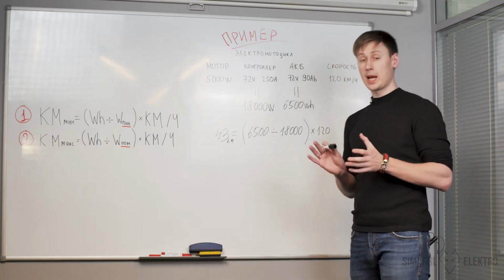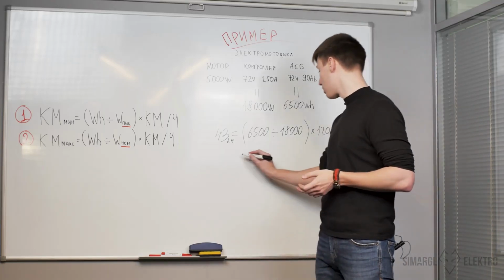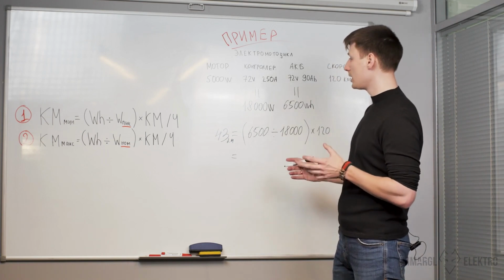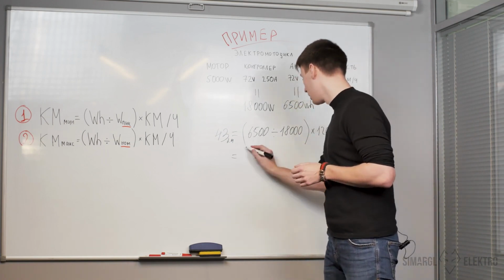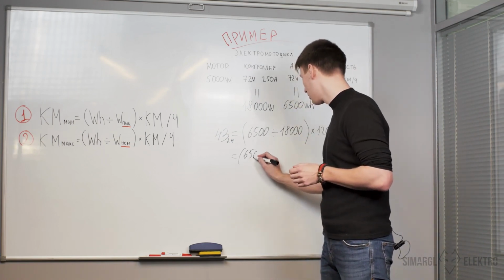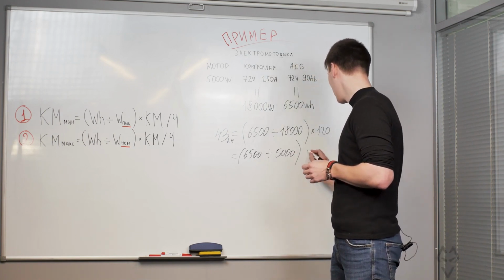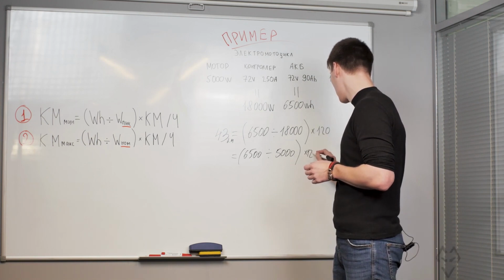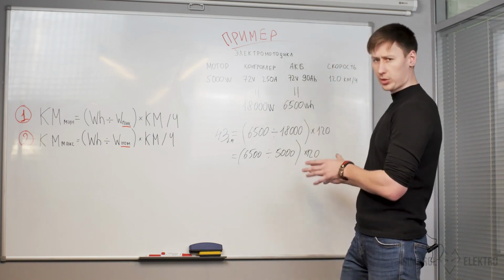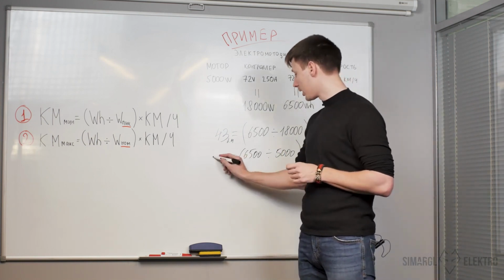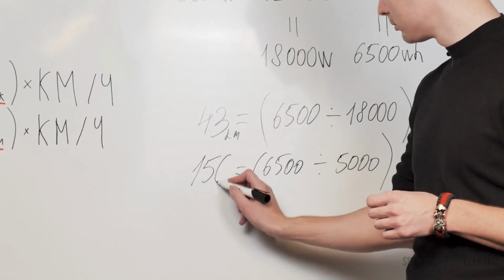Now let's calculate the maximum range. Here, everything is the same, except instead of the engine's peak power, we use the nominal value. So, to find the answer, we take 6,500. Then, we divide that by 5,000. And finally, we multiply the result by 120. After performing those steps, the final calculation comes out to be approximately 156 kilometers in total distance.